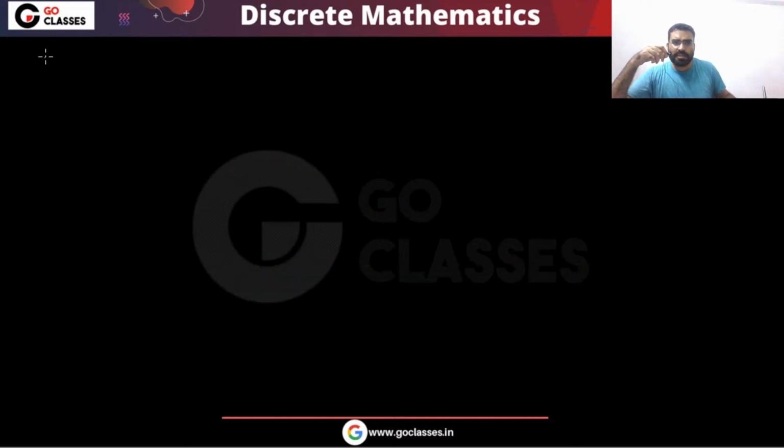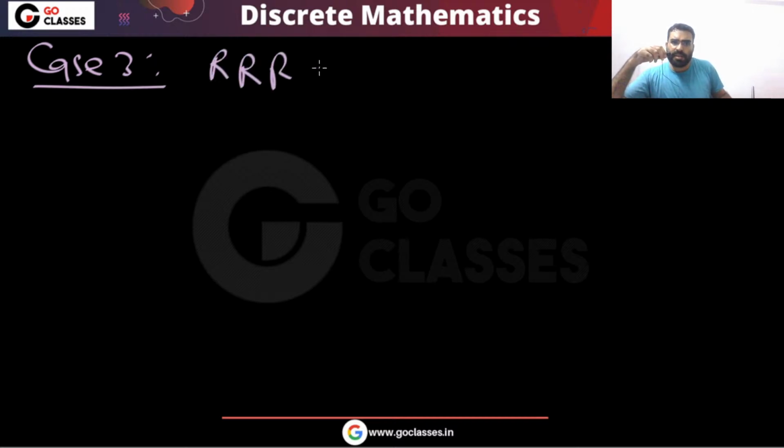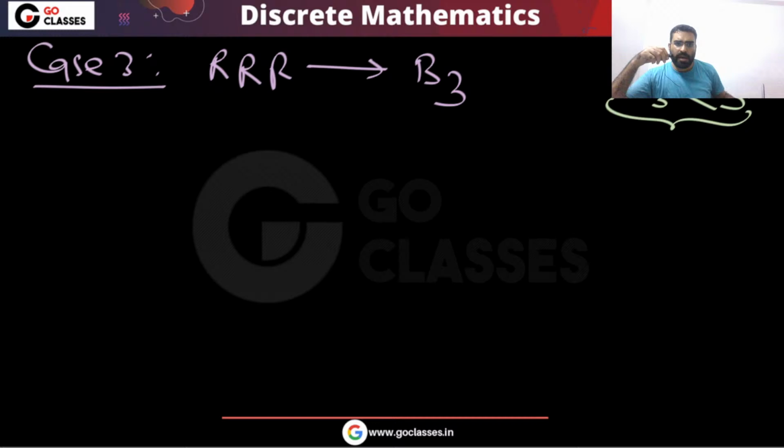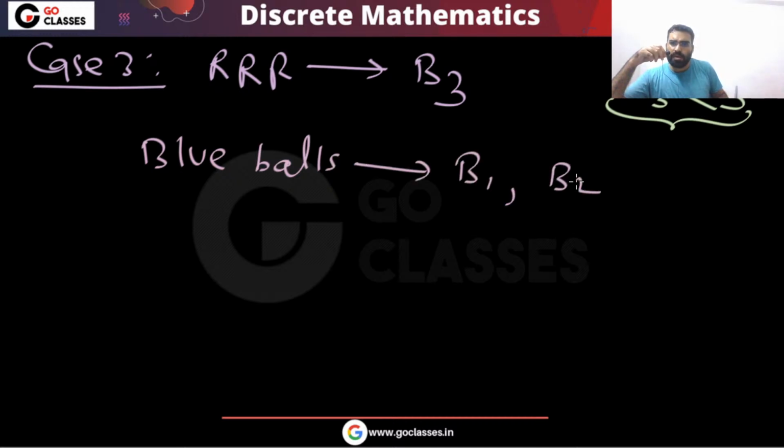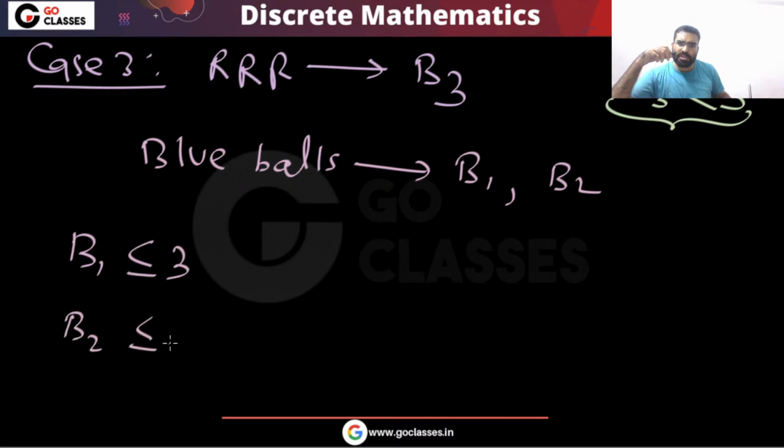Now let's see case number 3. Case number 3 means these 3 red balls are going to B3. Remember, B3 has the capacity of 5, so you can put at most 5 people in it. And you can notice the remaining blue balls, where should they go? They should go to B1 and B2. But you can notice B1 has the capacity of 3 and B2 has the capacity of 4.